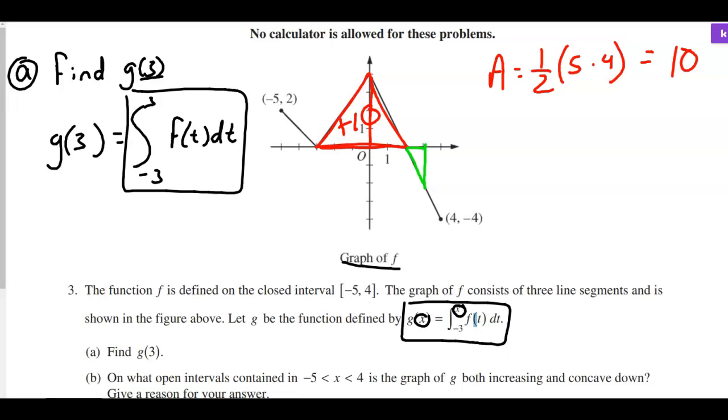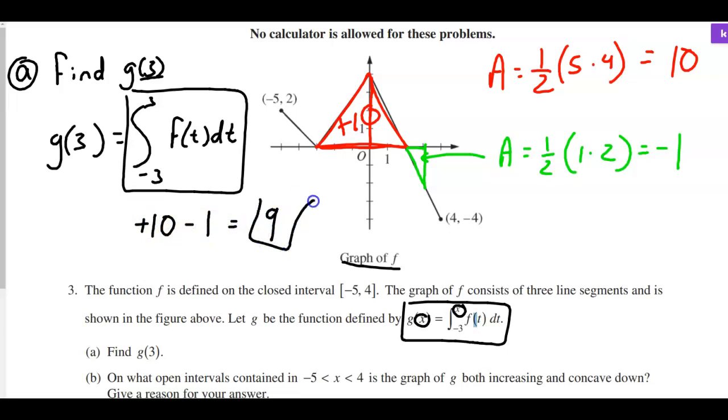Now we'll do the little green area down here. That one, the height looks like it's about 2, and the base looks like it's 1. So it's 1/2 times 1 times 2, which is 1. Now keep in mind, though, this is a negative area, and that's because it's under the x-axis. So the answer to this integral would be the sum of those things. So a positive 10 combined with a -1 makes a total of 9. So that would be the answer to part A.